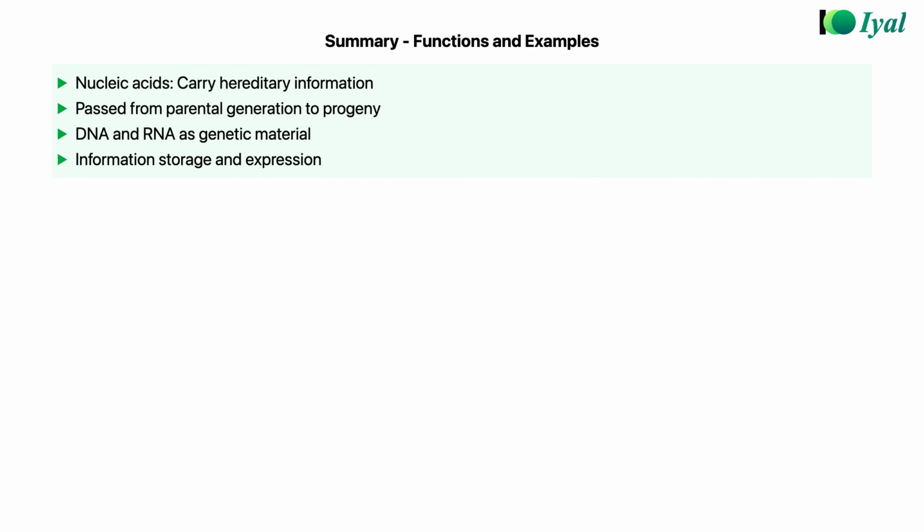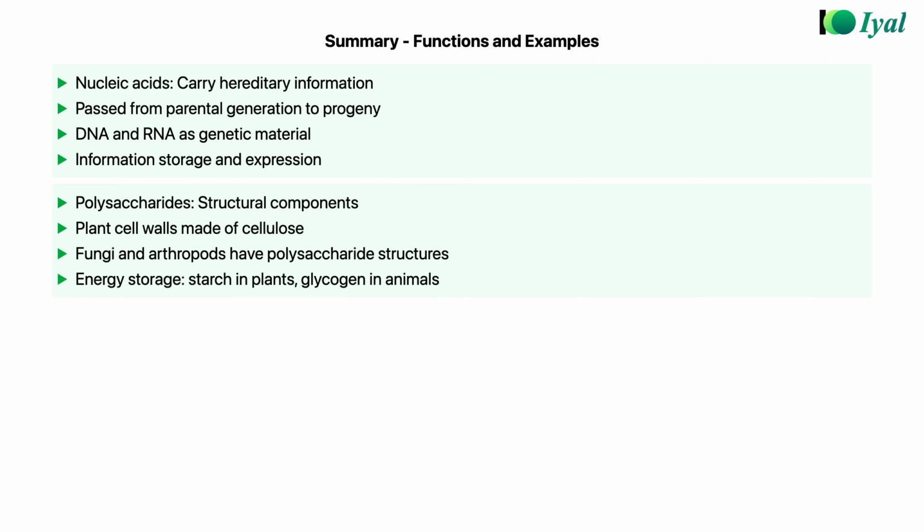Nucleic acids carry hereditary information. They pass that information from parents to offspring. This information is encoded in DNA and RNA. Polysaccharides have structural roles, cellulose in plant cell walls, chitin in arthropod exoskeletons. They also store energy, starch and glycogen.